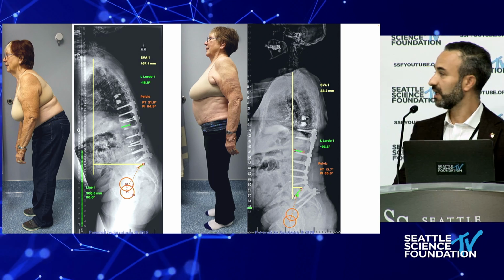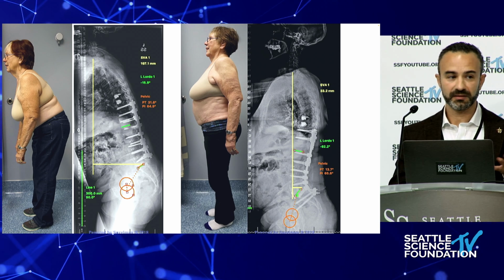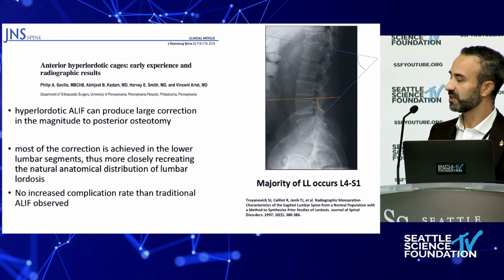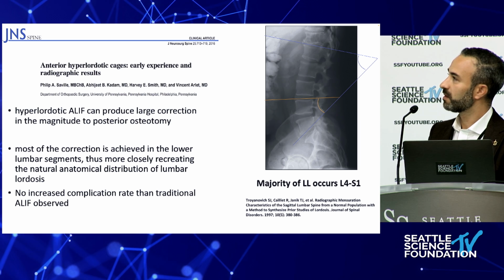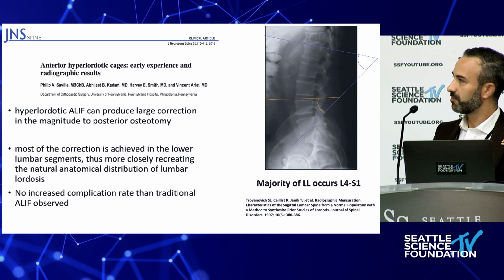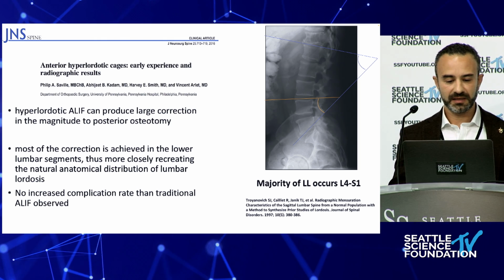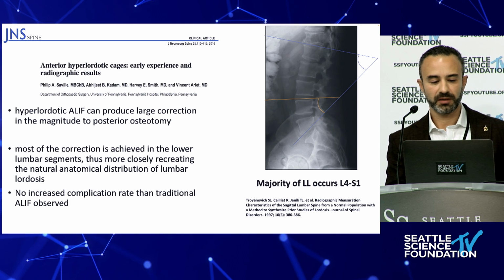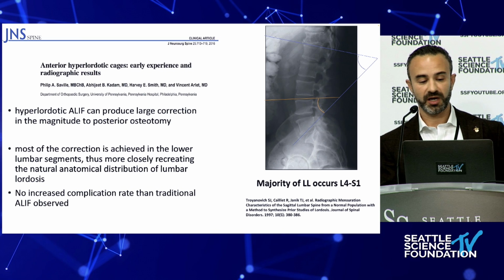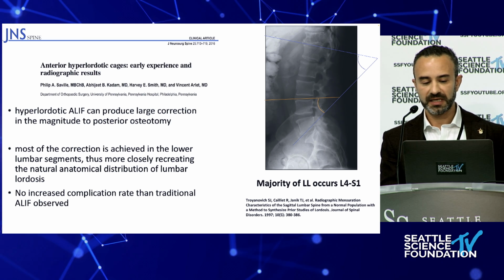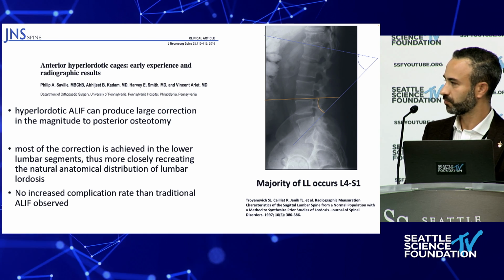So the pelvis will regain its posterior tilt better than if the lordosis was in a higher position. This is a paper looking at anterior hyperlordotic cages and some early experience, and it showed that the ALIF procedure with a large magnitude of lordosis could avoid a large posterior osteotomy, and that these larger cages did not have an increase in complications.